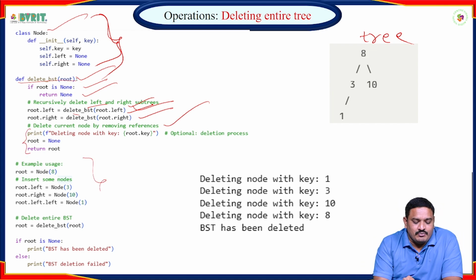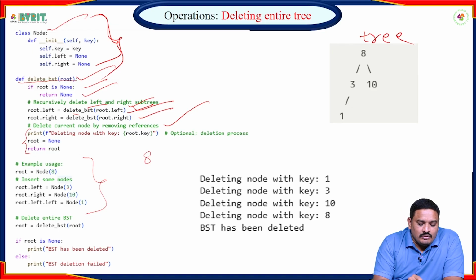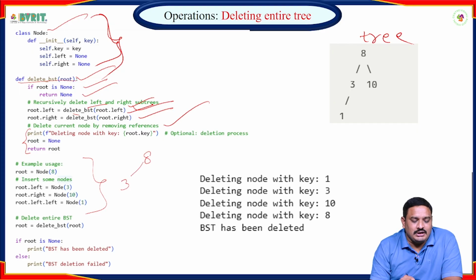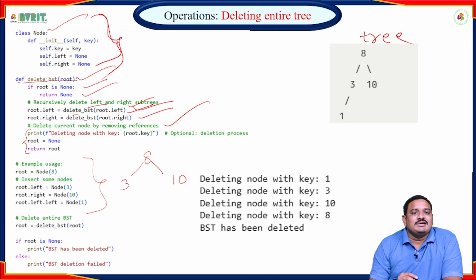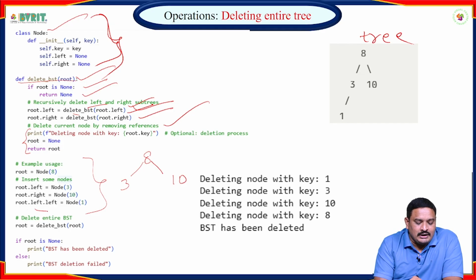So this is the example for creating the nodes. The root node is 8. Now we are inserting some elements. Root.left equals 3. Root.right equals 10. Now we are inserting another node. Root.left.left, the node is 1.